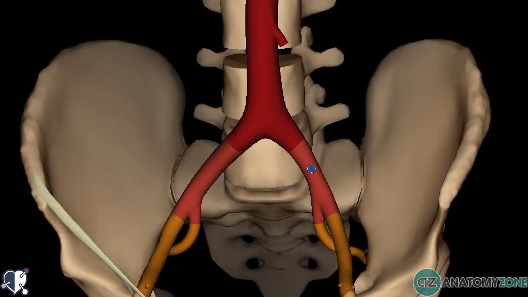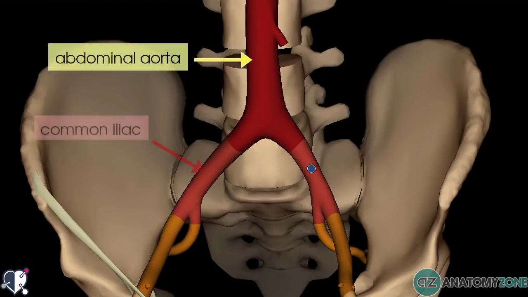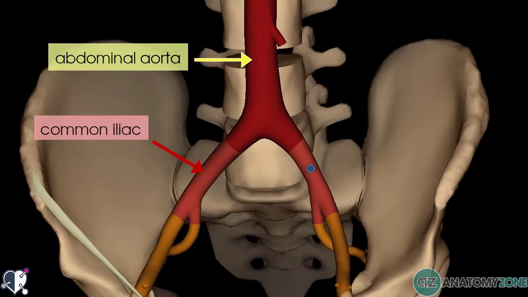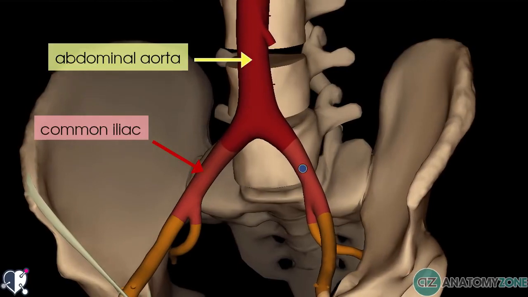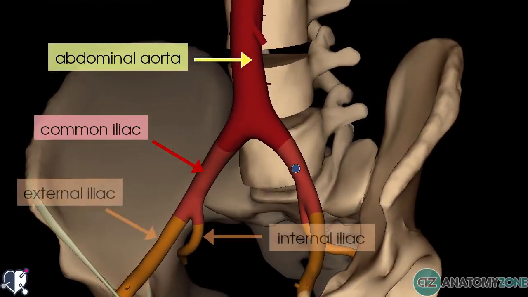So starting at the abdominal aorta, it splits into common iliac arteries, so you've got a right and a left common iliac artery. The common iliac arteries then divide into the internal and external branches. So you've got a right and left internal and external iliac artery.